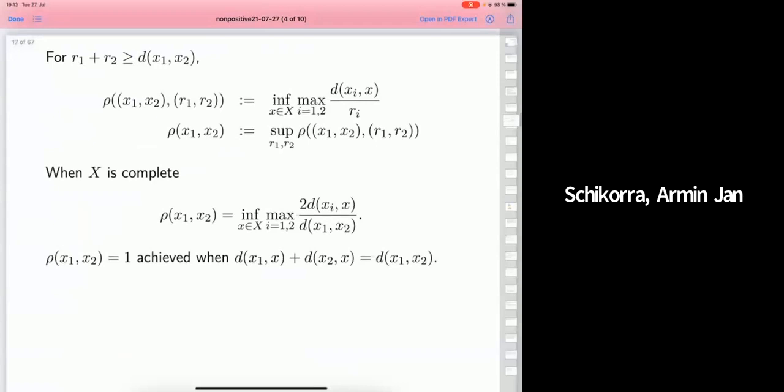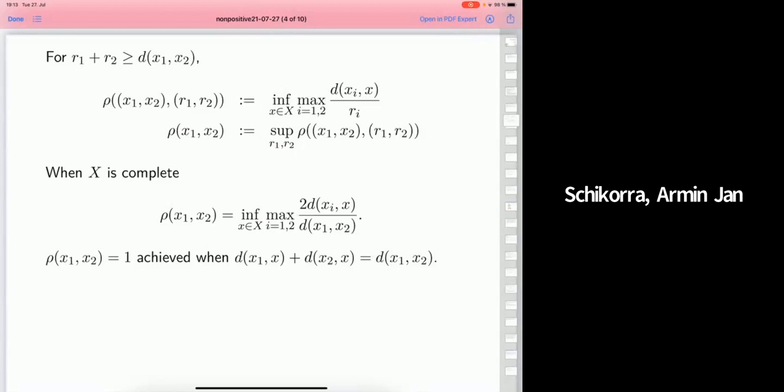So now let's reformulate that. Looks a little more complicated, but this way of looking at it will be important. So again, you take two radii that are bigger than the distance between the two points, x1 and x2. And then for every other point x, you look at the maximum of d(x1,x) divided by r1 and d(x2,x) divided by r2.